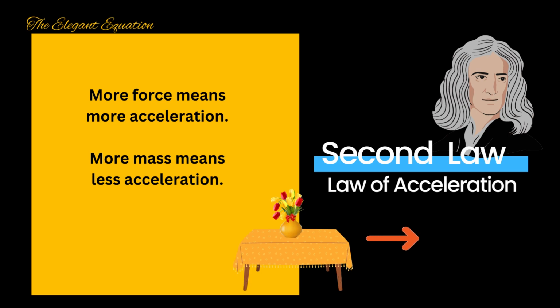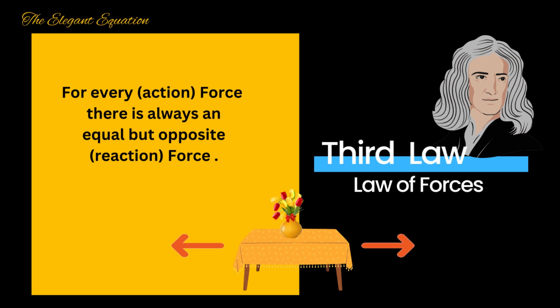The third law of motion, known as the law of forces, tells us that for every applied force, there is always an equal but opposite reaction force. In our example, the tablecloth will be in motion when an outside force pulls the cloth toward the direction of the arrow. However, the cloth is also pulling back due to the force of friction of the table.